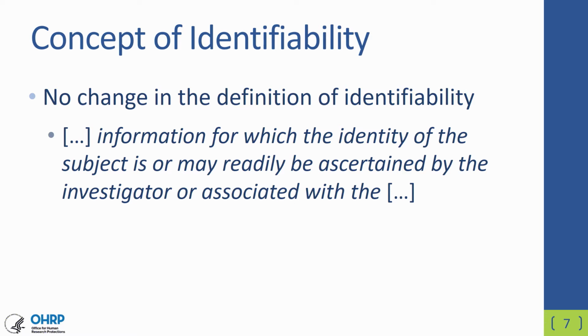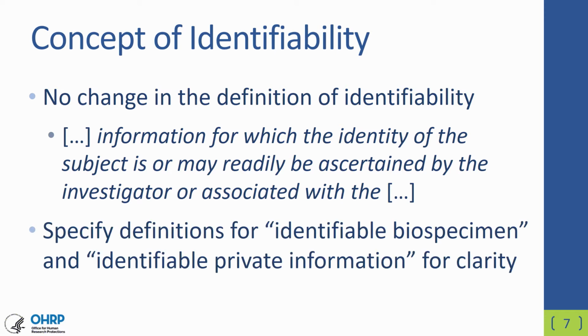Now we're going to move on to talk about the concept of identifiability. To start with, I just want to say that there is really no change in the current version of the revised common rule to the definition of identifiability. It remains information for which the identity of the subject is or may readily be ascertained by the investigator or associated with the information or the biospecimens. What is provided in the revised common rule are specified definitions for identifiable biospecimen and identifiable private information. And this is purely for clarity purposes.